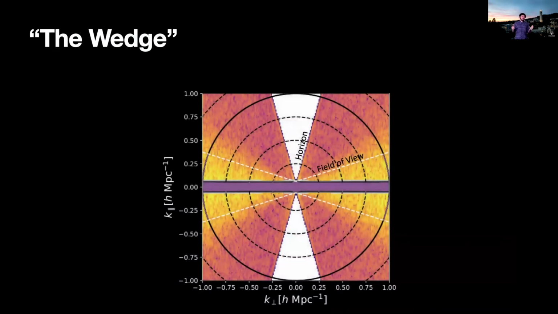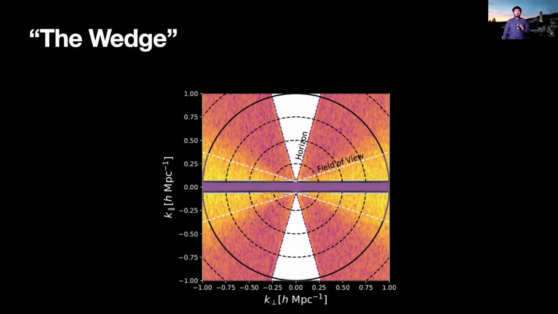So one last thing I'd like to talk about observationally is this concept that we affectionately refer to as the wedge. As I talked about in the last slide, we have this very bright foreground emission from the Milky Way that's orders of magnitude brighter than the signal we're looking for, but it's very smooth. So you might hope naively that if you take a Fourier transform, all of the bright foregrounds live in a confined area of Fourier space.